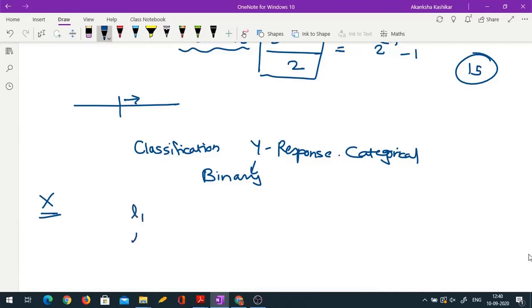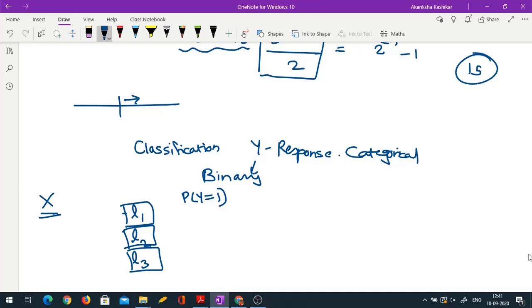So suppose there are 3 levels of x, L1, L2, L3. Now what I'll do is, we will compute the probability of y being equal to, say, 1 when the level of x is L1, when the level of x is L2, and when the level of x is L3. So we find the conditional probability of y equal to 1 given x equal to L1, then given x equal to L2, and given x equal to L3. How do I do that?